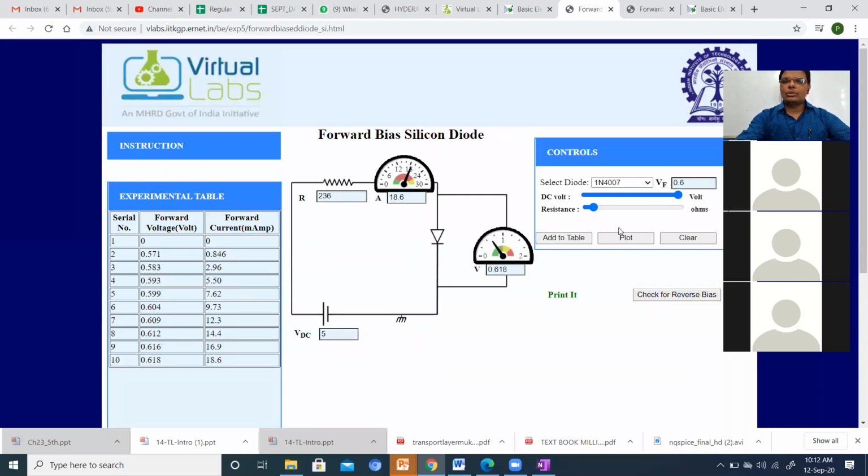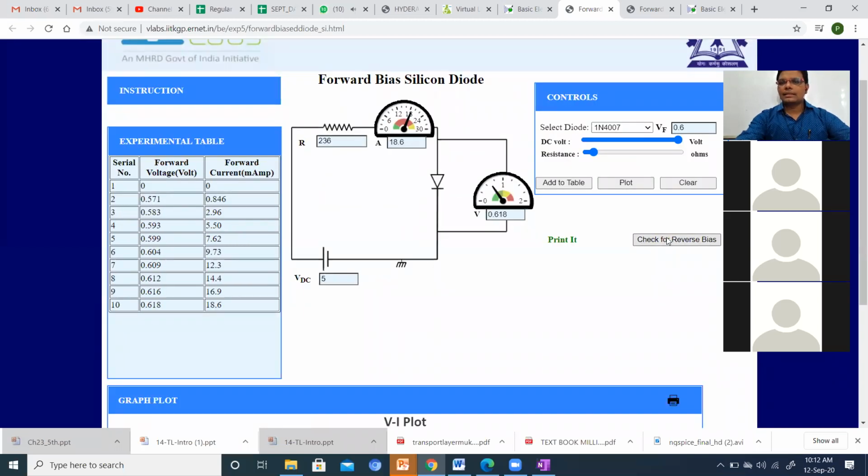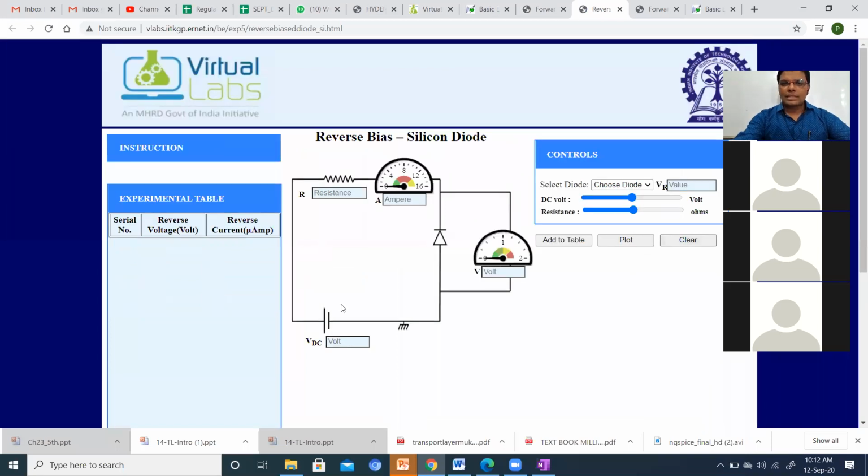After this, now do the reverse bias. In last class, we didn't do the reverse bias experiments because I didn't have the time. Now, reverse bias case. In reverse bias case, only diode reversed or polarities are reversed. That will be, we are having the difference. And one more is, ammeter is in microamperes range and resistance value is very high. So I am taking high value resistor and take the 1N4007 diode.